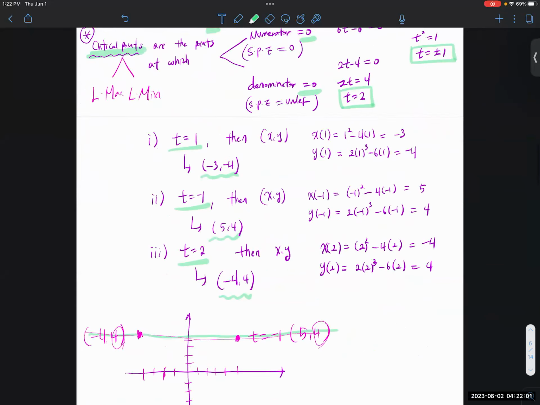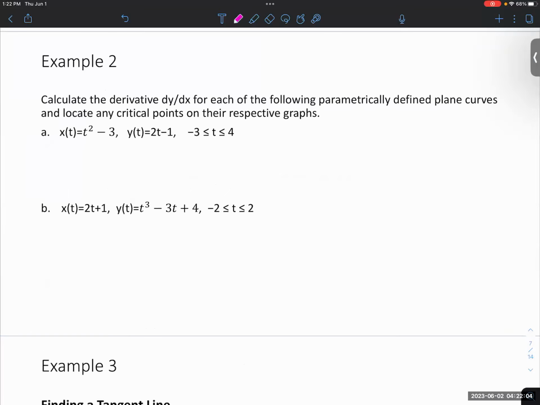I'm going to go down here, example 2. So first, we are looking for the critical points again. And the 2 functions are given. Let's find the slope of the parametric equation. That's what's given, where you can find the critical points. So x prime of t, y prime of t. This is dx over dt. This is dy over dt. You're taking the y equation with respect to the t variable. You're taking the x equation with respect to the t variable.